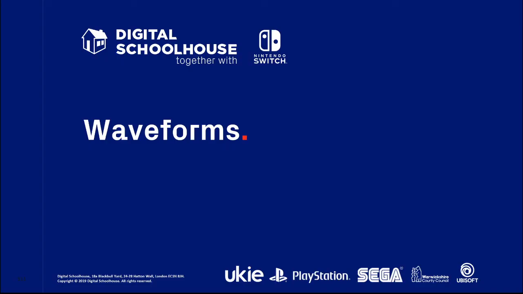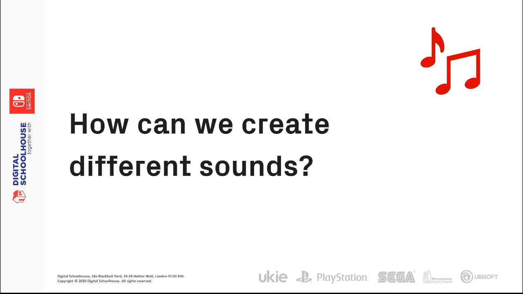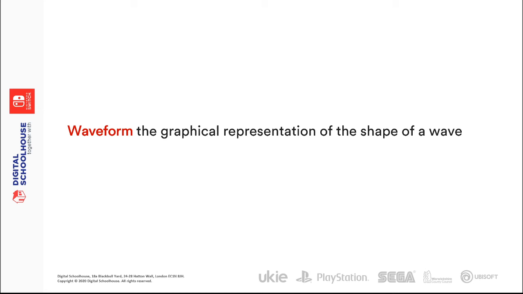Okay, so the very last bit that we're going to look at very quickly is waveforms. We're going to look at this in more detail in the next part of the workshop, but we're going to just have a quick look at it now. So how can we create different sounds? We use the waveform, the graphical representation of the shape of the wave, to create different sounds. And this is where it links to the quality of the sound as well, because if you've got more samples, you can create a waveform that's more accurate to create the sound of the instrument that you want to create.